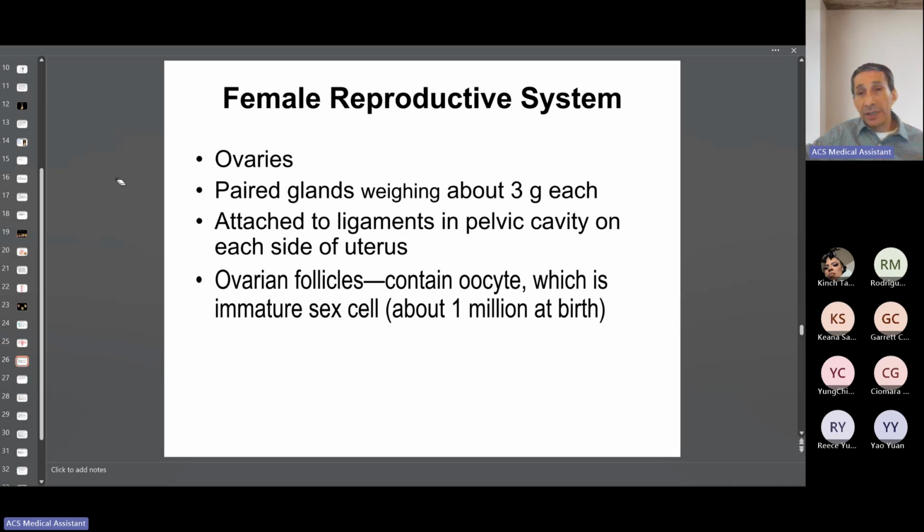Remember, you're not going to be asked where exactly they are located, what their size is, or how they are attached. No. If you're going to be asked something, it is where the ova, or the eggs, are produced. The ovaries. That's supposed to be very basic. But we can't just say, okay, simple, the ovaries produce the eggs. Move on. The testicles produce sperm. Move on.